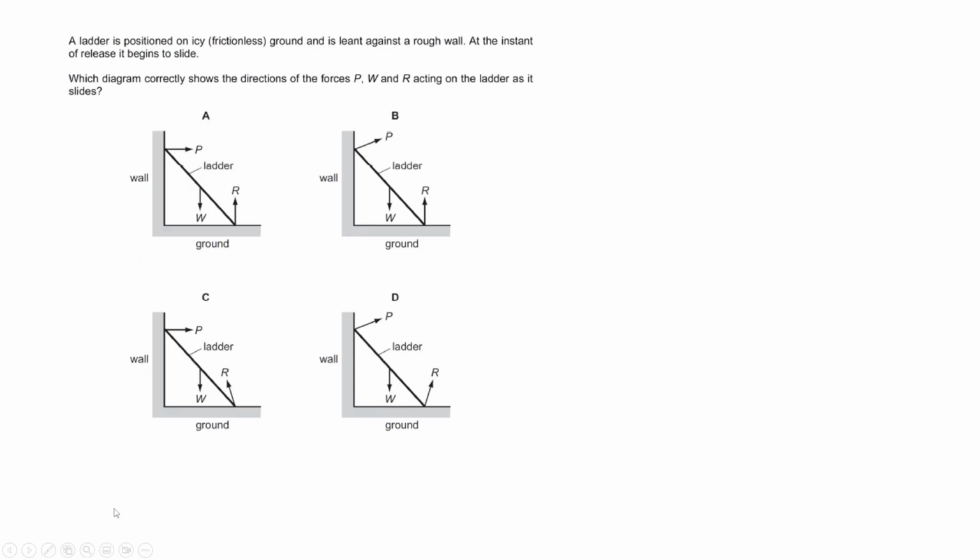A ladder is positioned on an icy frictionless ground and is leant against a rough wall. At the instant of release, it begins to slide. Which diagram correctly shows the directions of the forces P, W, and R acting on the ladder as it slides? Okay, so we have our diagrams here. The only things that really differ are the positions of the R's. Some of them go inside, some are just straight up, and some go out.